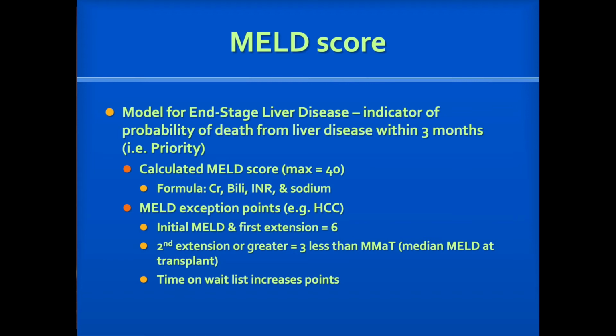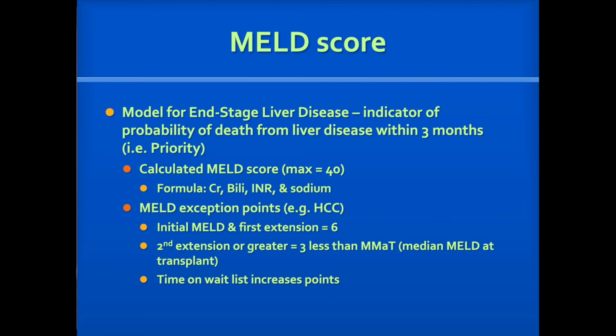So you may have heard of a MELD score. This stands for Model for End-Stage Liver Disease. The idea of the MELD score is it's an indicator of the probability of death from liver disease within 3 months. Patients who get placed on a liver transplant list all end up being assigned a MELD score, and it's often calculated based on a formula that takes into account the serum creatinine, bilirubin, INR, and sometimes sodium level. The maximum MELD score is 40. The higher your score, the more likely you are to die within 3 months of your liver disease.